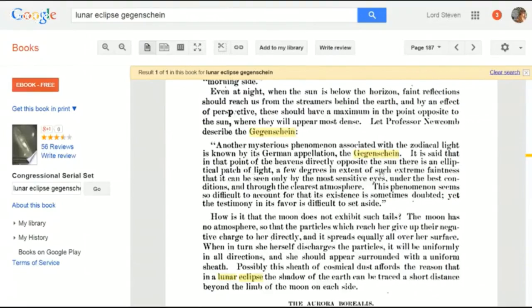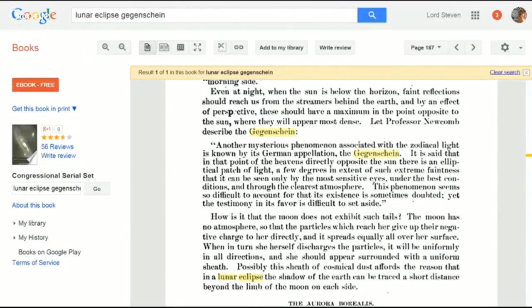A few degrees in extent of such extreme faintness that it can be seen only by the most sensitive eyes under the best conditions and through the clearest atmosphere. This phenomenon seems so difficult to account for that its existence is sometimes doubted. Now, why do you think people would doubt its existence? You know why, don't you? Because you cannot have a lunar eclipse in a heliocentric model. That's why they doubt its existence. Yet, the testimony in its favor is difficult to set aside.